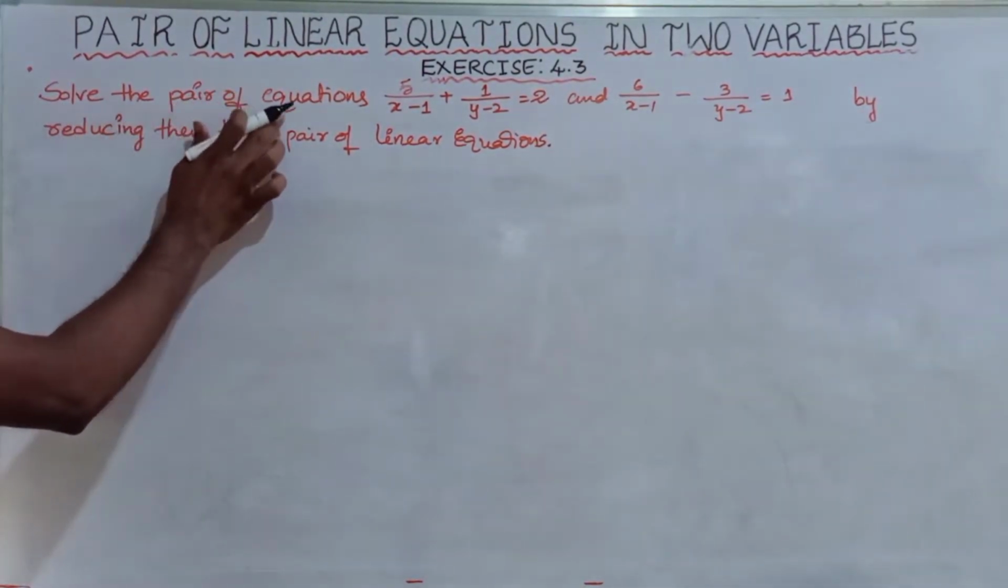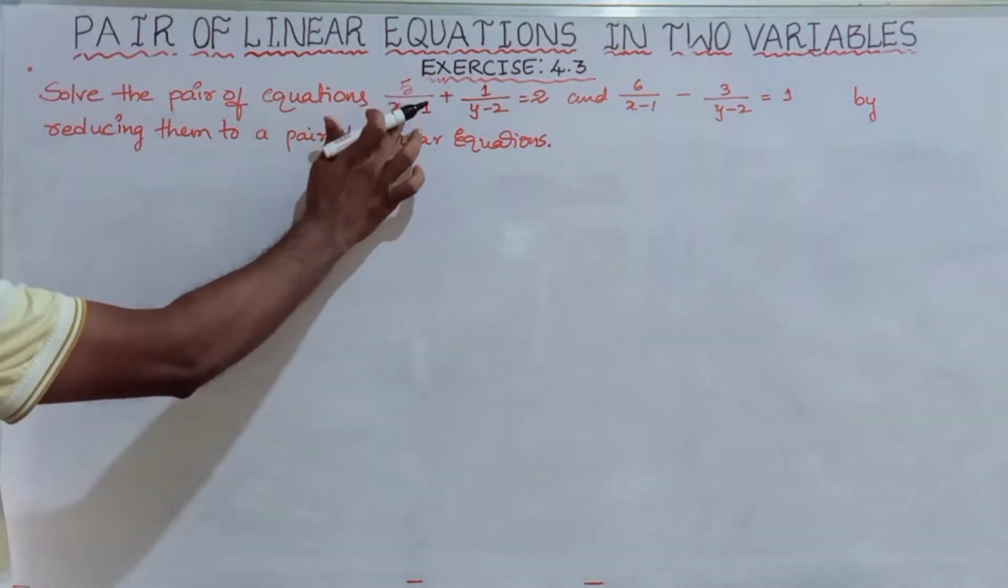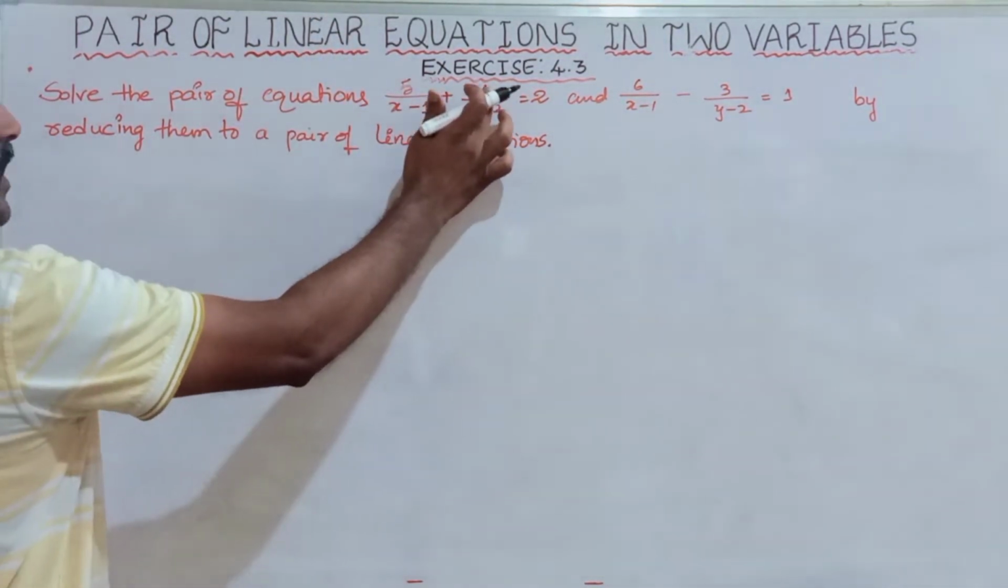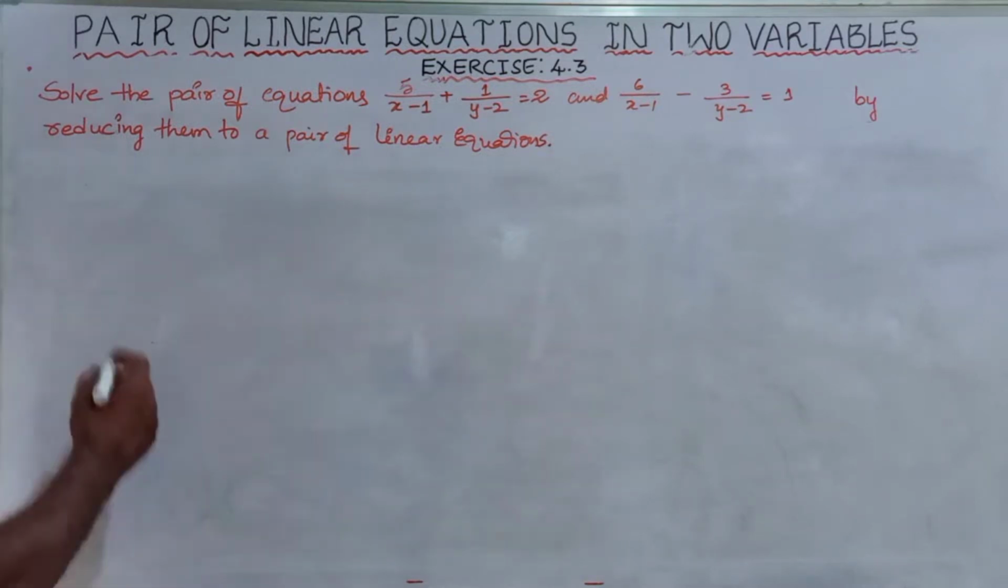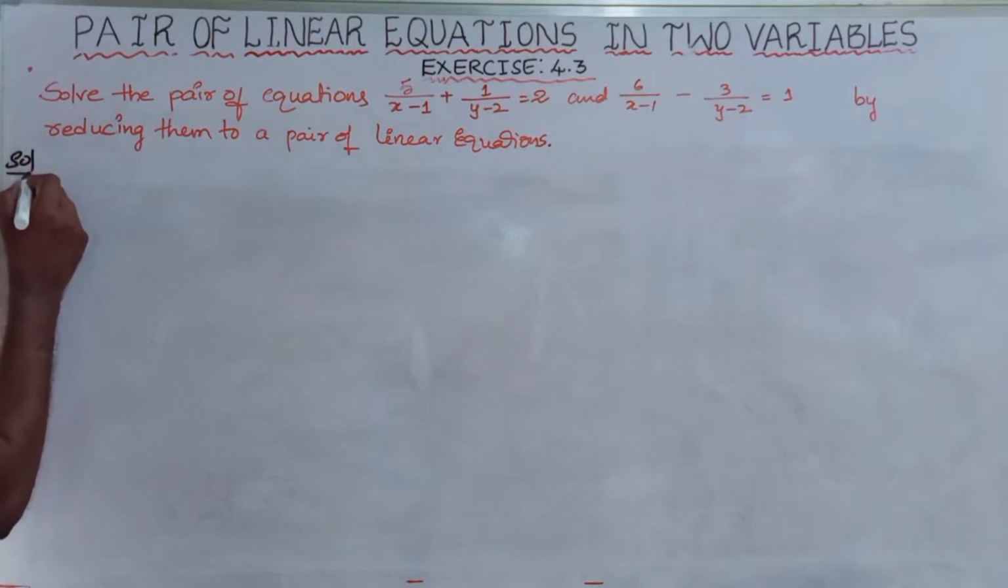Solve the pair of equations 5 by (x minus 1) plus 1 by (y minus 2) is equal to 2, and 6 by (x minus 1) minus 3 by (y minus 2) is equal to 1, by reducing them into a pair of linear equations. Now let's start the solution.